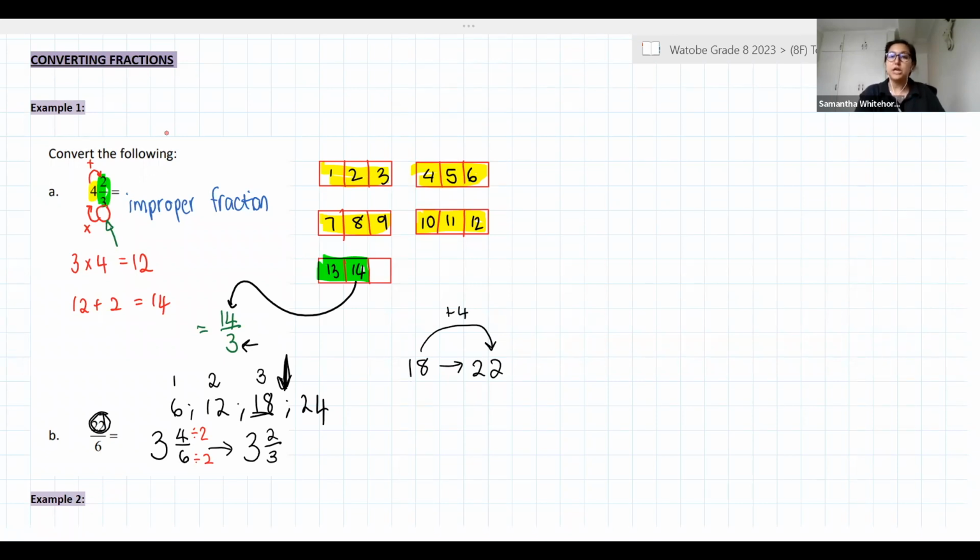Now, again, you can check yourself on a calculator. Your calculator does do all of this for you. If you type 22 over 6 onto your calculator and you convert it, it will tell you what the mixed number is. But we need to be able to do this without a calculator. And so understanding these methods is very important.